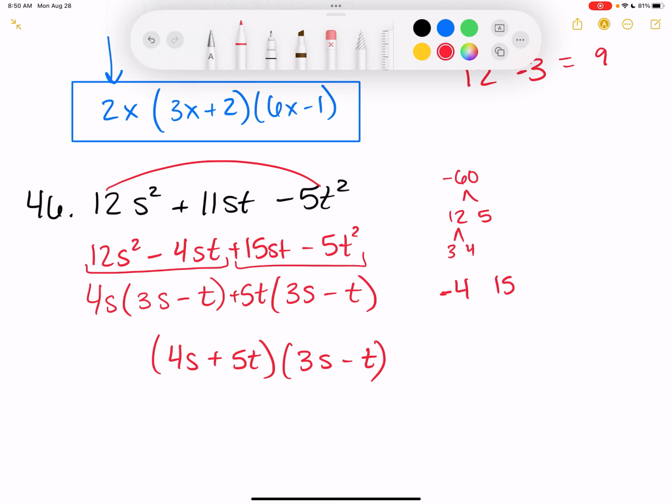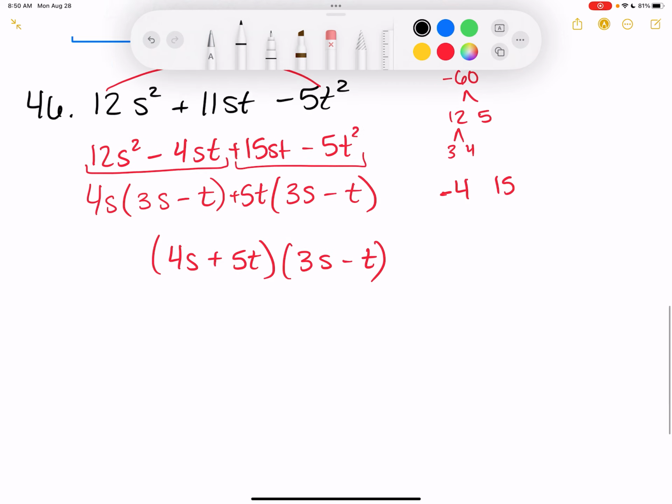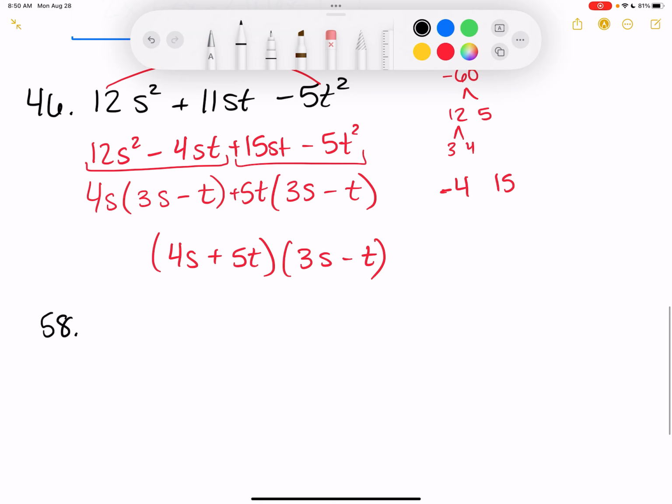All right, any questions about those? So the next one I'm going to show you, you probably haven't seen this before. It's still factoring, but kind of a different way we go about doing it. So 58, I've got 2p plus q squared minus 10 times 2p plus q plus 25.